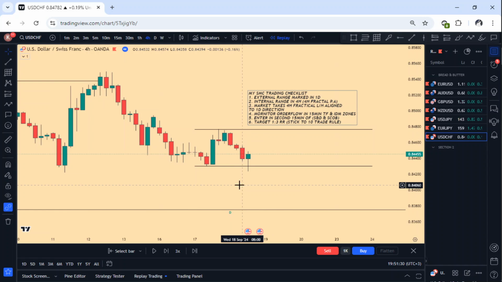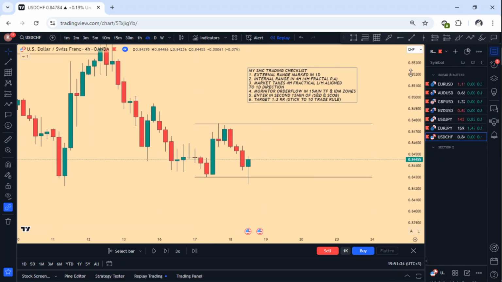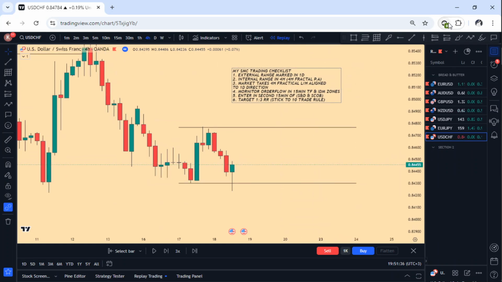So at what time is this? So after shifting to 4 hours, now what do we do? What do we say? We are expecting sales, so we need to see 4 hours starting to take the lows of the previous day's candle.